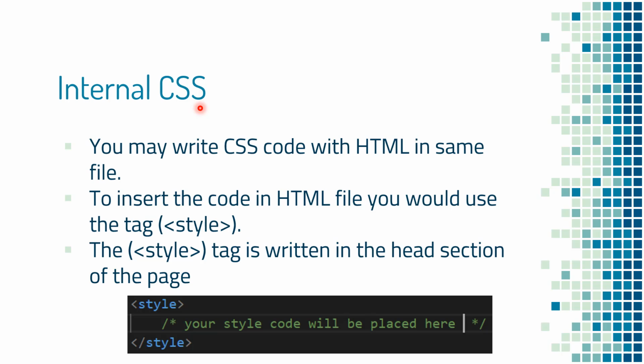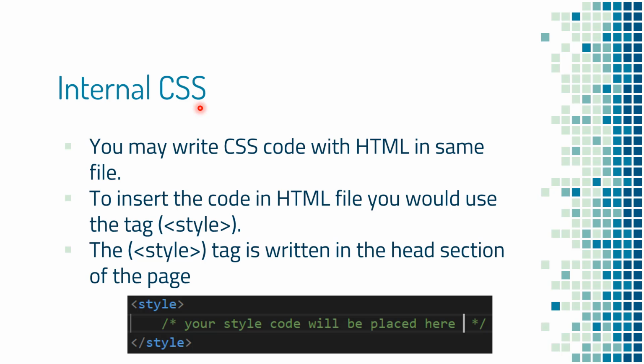Another way to write your style is internal CSS, or some people like to call it embedded CSS. In this case, you are writing your CSS within the HTML file. But here's the thing: even though it's all written in just one file, it's still completely separate, because the presentation, or the styling, is completely isolated from the architecture of your web page.